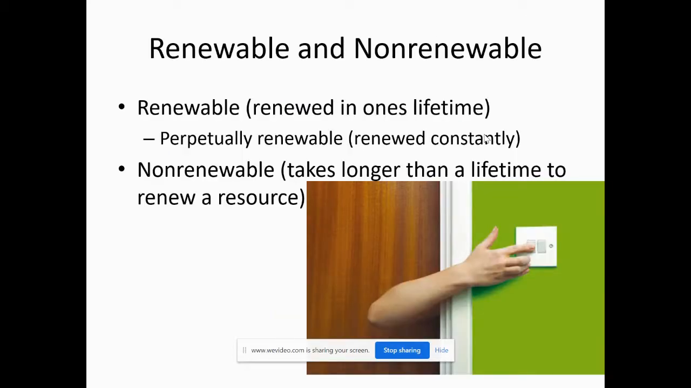Renewable means it's energy replaced in your lifetime. Perpetual is renewed constantly, like wind and sunlight. Non-renewable takes longer than a human lifetime to renew a resource.